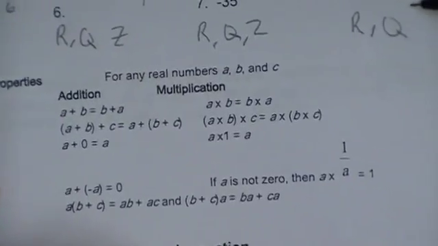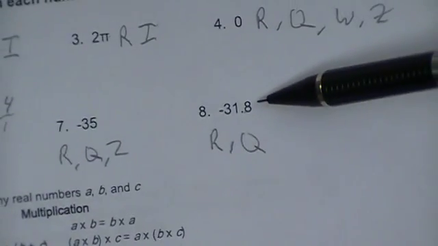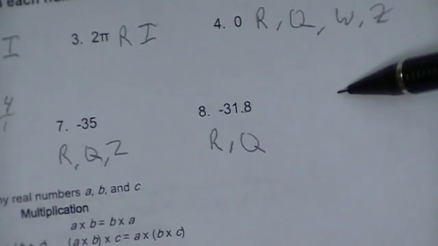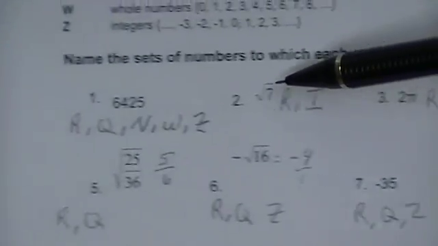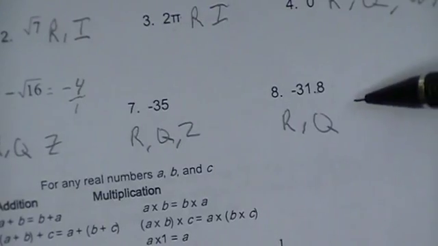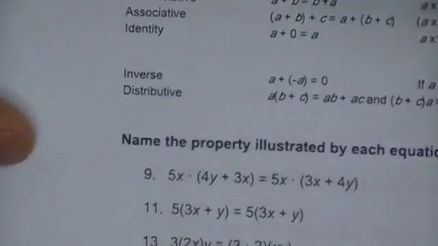So this doesn't. It's not an I, because this would have to have a repeating decimal that never repeats and never ends. This ends. And then the rest of these don't have any decimals at all. So 8 is just an R and a Q. Okay. All right. Next ones.